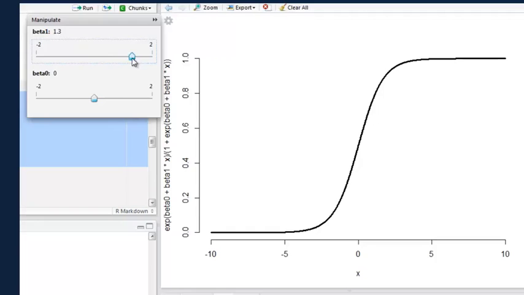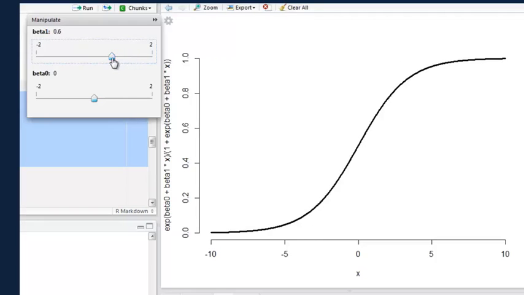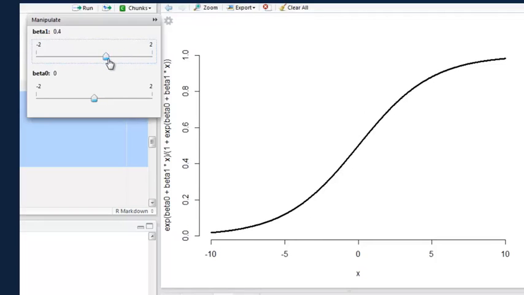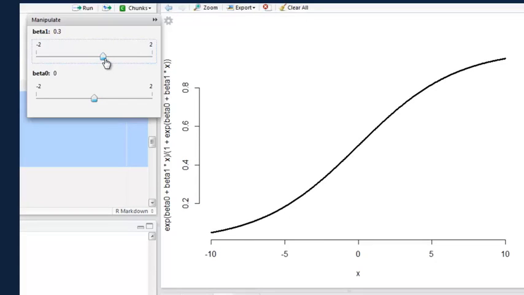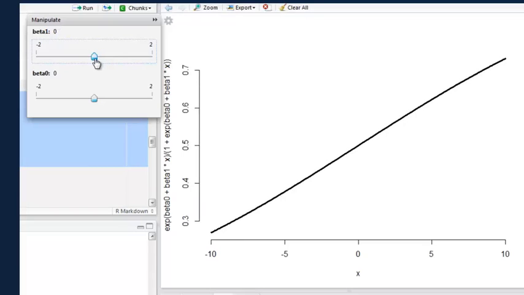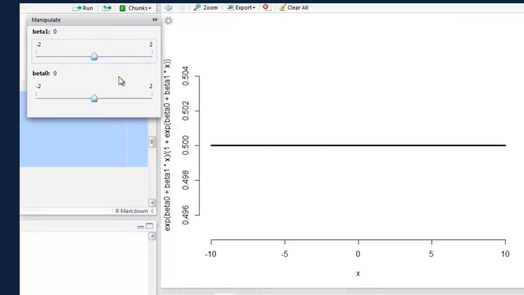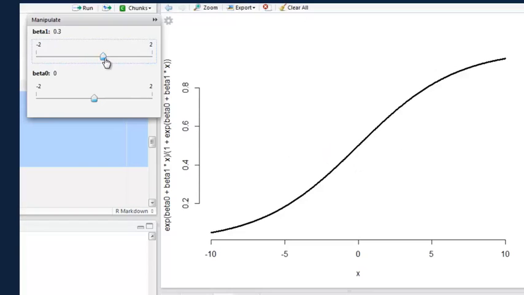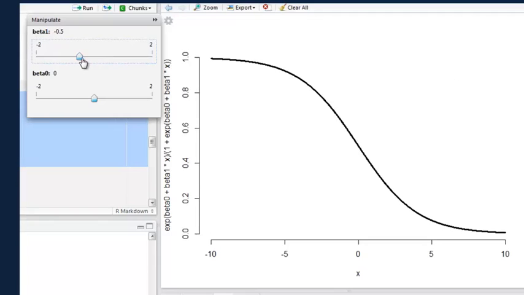And as our beta gets closer to 0, this curve flattens out. It's always an S, but it looks like a line, because if we were to zoom out much further and have a larger scale of x, it would look like an S still. But if we get it at exactly 0, let's see if I can get it exactly 0. There we go. It's a straight line. If we're on this side of 0, positive, the curve looks like that, and if we're on this other side of 0, the curve looks like that.